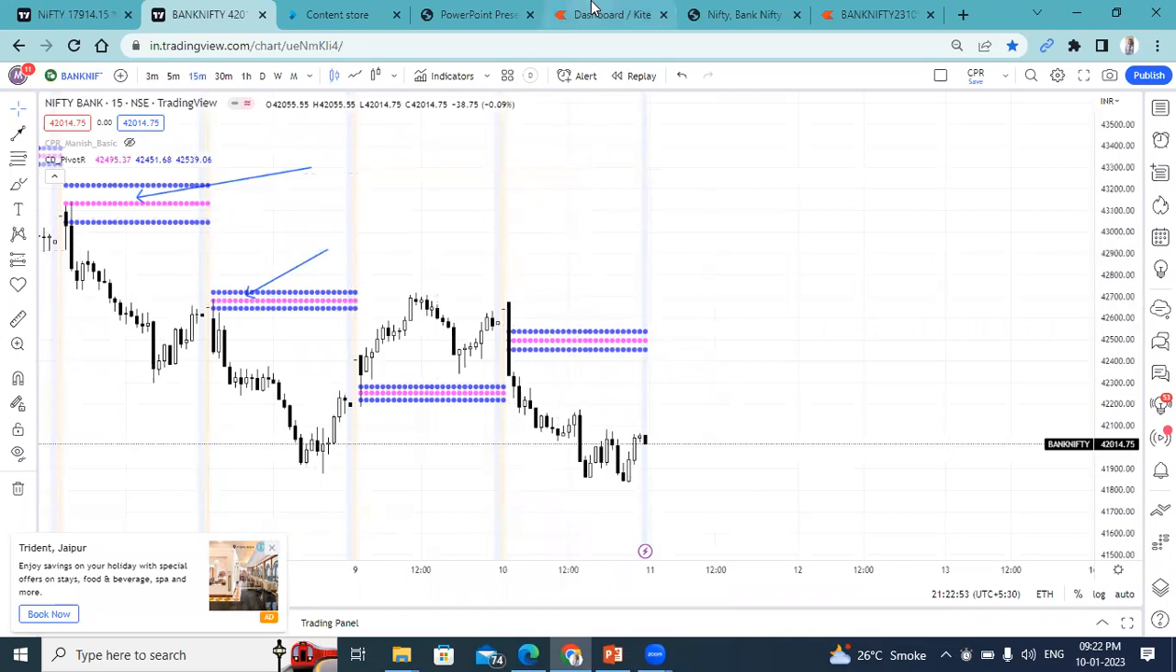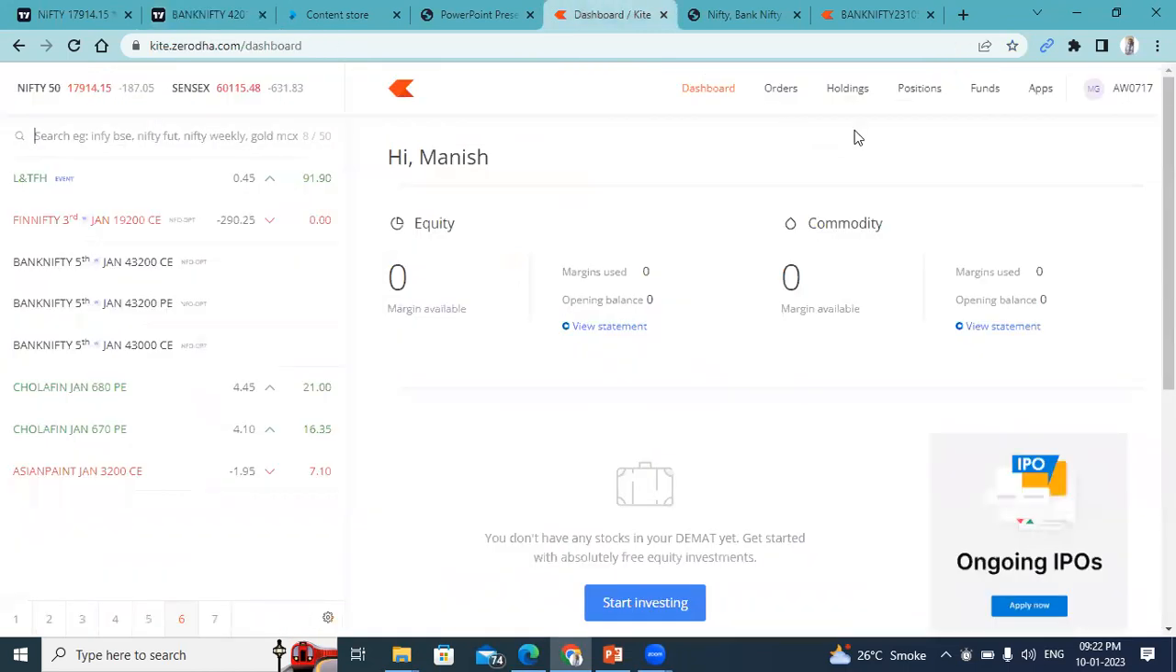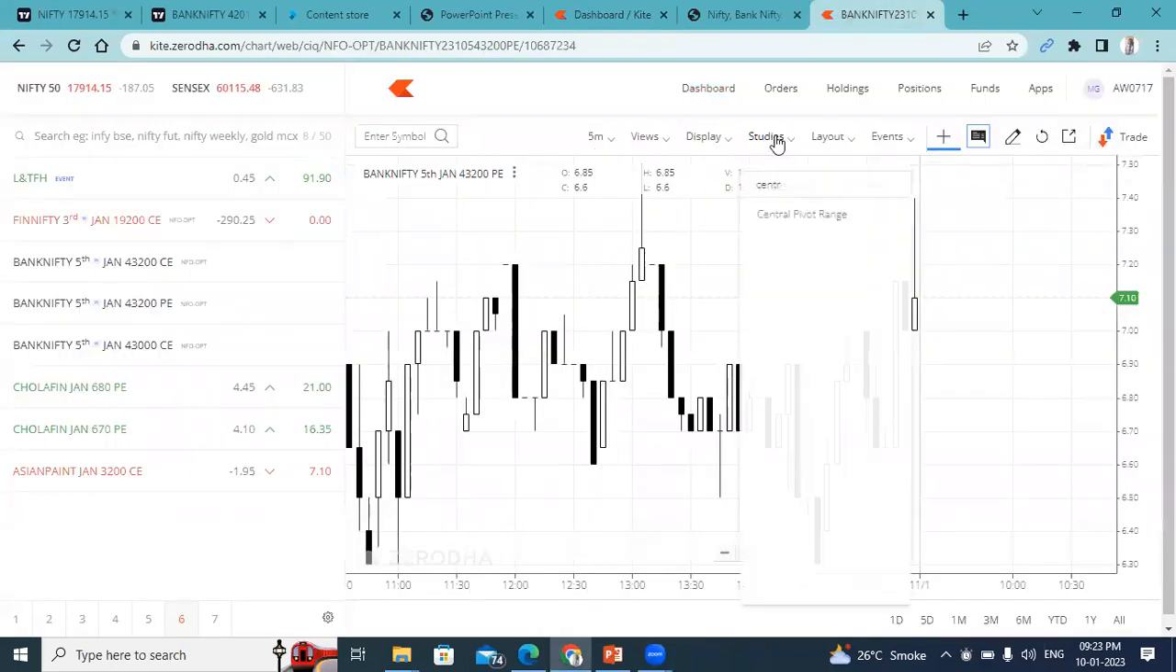Zerodha में कैसे add करेंगे आप CPR? You can go to studies. Let me show you. यहाँ पर मैंने दिखाया था Zerodha starting में. This is studies. यहाँ पर आपको central type करना है. Then you will get this CPR, central pivot range. So this is for Zerodha, Raju sir. Studies में जाके central pivot range, तो आपको ये इंडिकेटर मिल जाएगा.